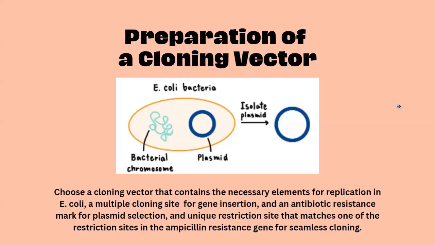Next one, preparation of the cloning vector. Choose a cloning vector, usually a plasmid from the target bacteria, that contains the necessary elements for replication in E. coli, a multiple cloning site or MCS for gene insertion, and an antibiotic resistance marker for plasmid selection. It should also have a unique restriction site that matches one of the restriction sites in the ampicillin resistance genes. And in this case, they extracted the plasmid DNA using the QIAprep Spin Miniprep kit from Germany.